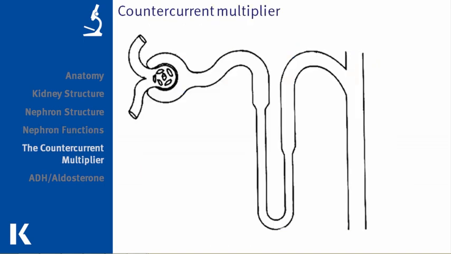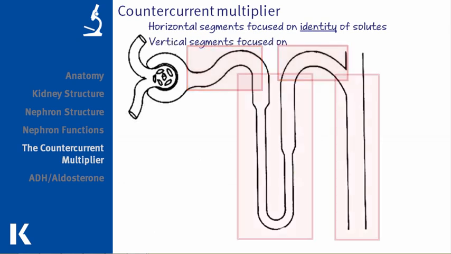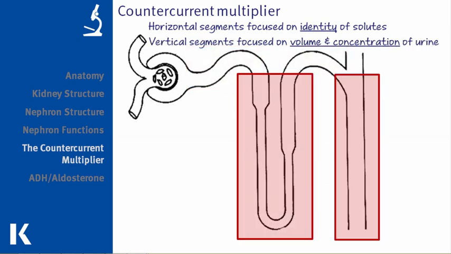This countercurrent multiplier system is how the body builds up a gradient used to separate types of solutes in the filtrate. We have two main portions of the nephron. We have these horizontal segments and vertical segments. The horizontal segments help us separate different types of solutes. The vertical segments help us focus on different concentrations and volumes of those different solutes in the filtrate. Now we're going to focus on those vertical sections.